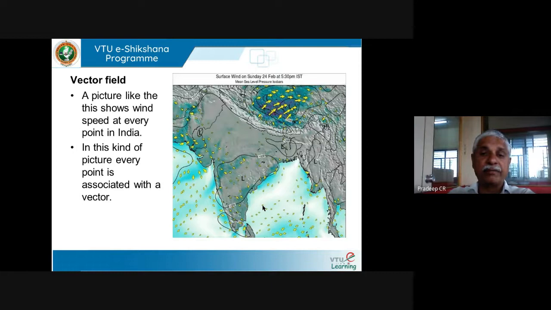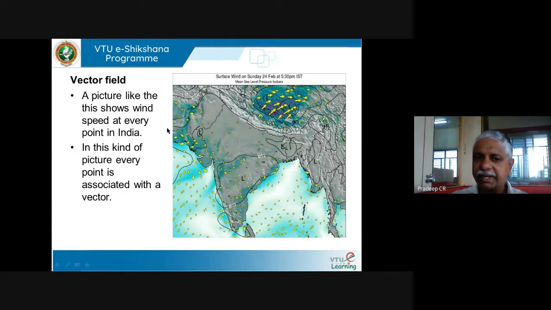As opposed to a scalar field, you must have also seen a picture like this in your television weather report. What does this show? This shows surface wind on Sunday, 24th February, at 5:30 p.m. IST. That means if at that time, that day, you are standing here, the wind speed would have been this much. There's a vector there. Wind speed means wind velocity. It's a vector. So for every point I give a vector, meaning that at every point I am telling you the wind velocity. So a picture like this shows wind, it should not be speed, it should be velocity. It's sort of wrongly typed.